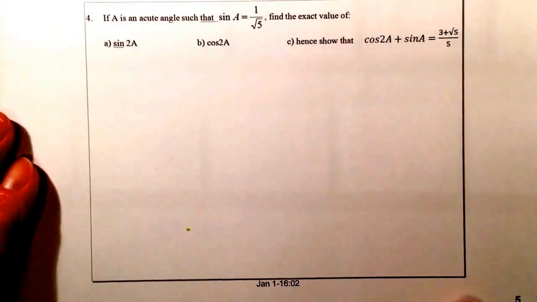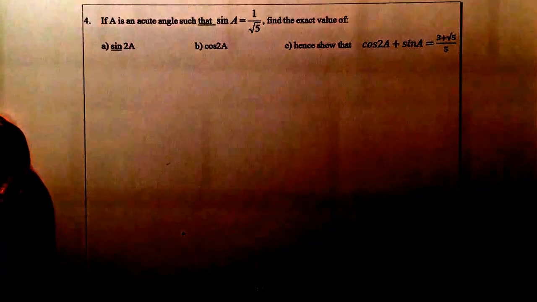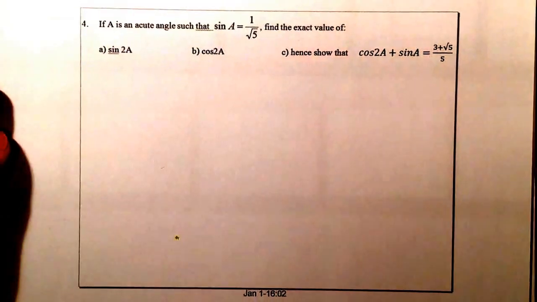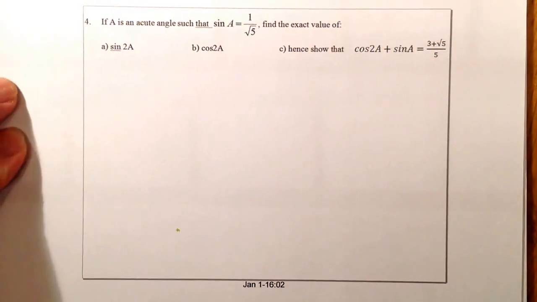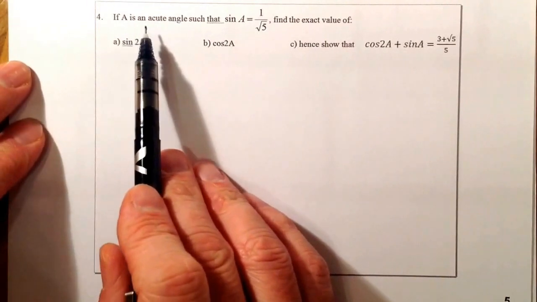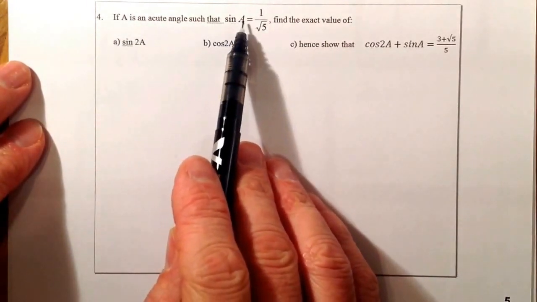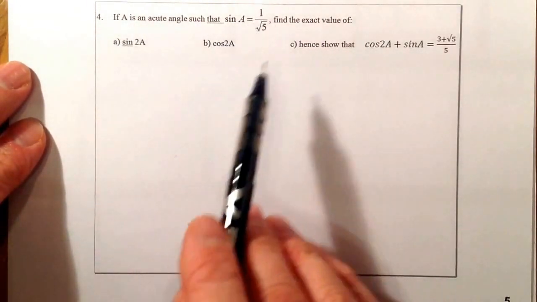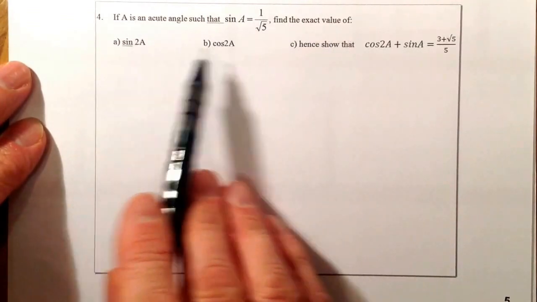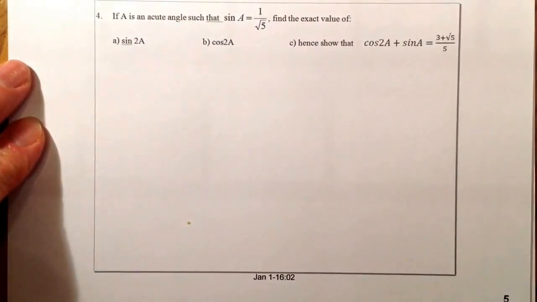Let's move on to question 4. So what you can do is freeze the video and try this yourself if you've not already done it. Let's go about it in the same way as we did with question 3. Right, so first thing, A is an acute angle such that sin A this time is equal to 1 over root 5, and we have to find the exact value of these two, and I've got a bit of extension work to do here.